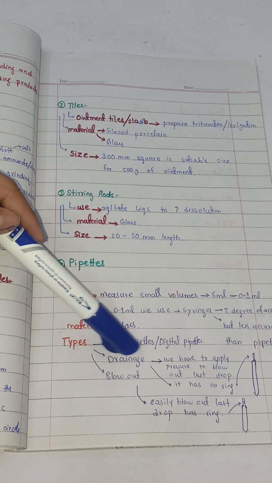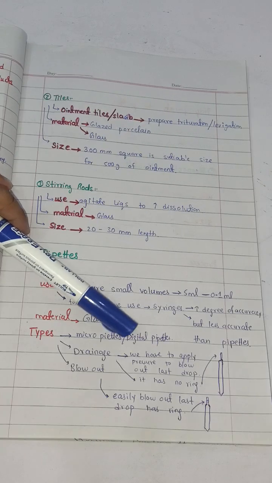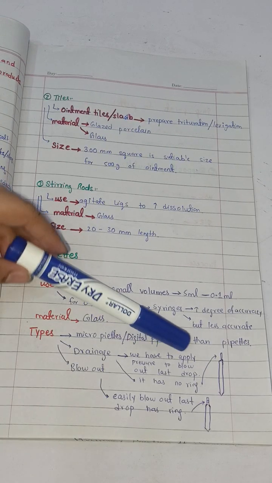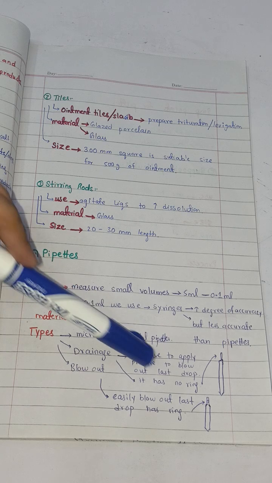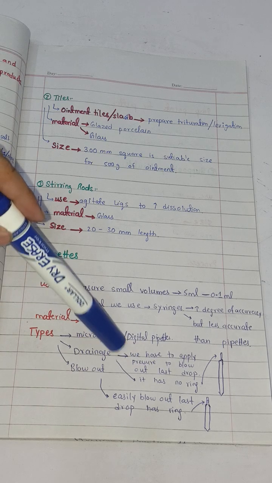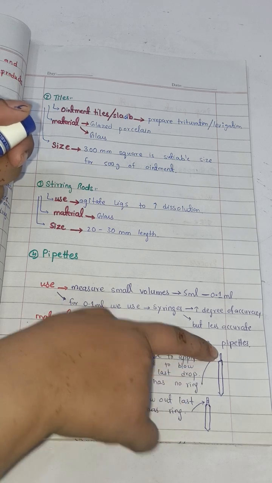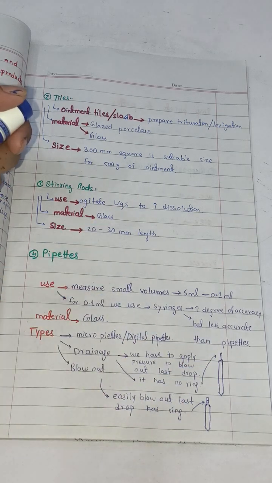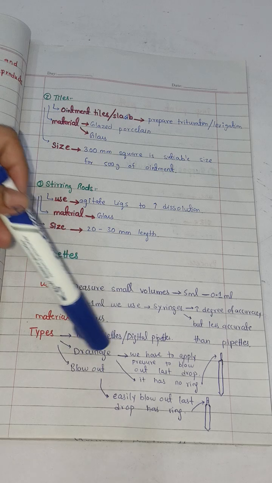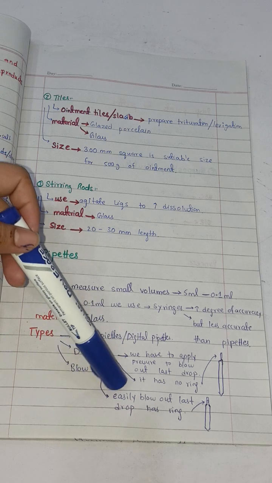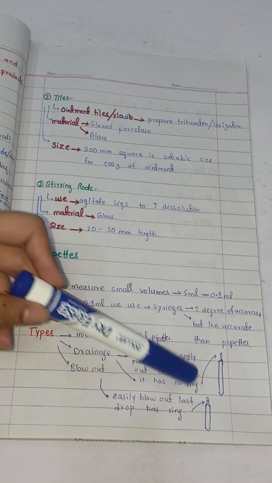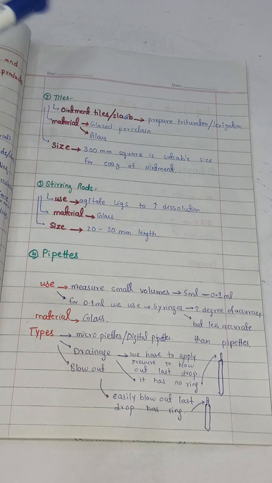The second type is the drainage pipette. And what is this type of pipette? We have to apply pressure to blow out the last drop, okay. This is a diagram of a pipette. At that side you have to apply pressure to blow out the last drop. While in the blowout pipette, it is easy to blow out the last drop because it has rings here, so that you don't have to apply much pressure to blow out the last drop. So this was all about the pipette.